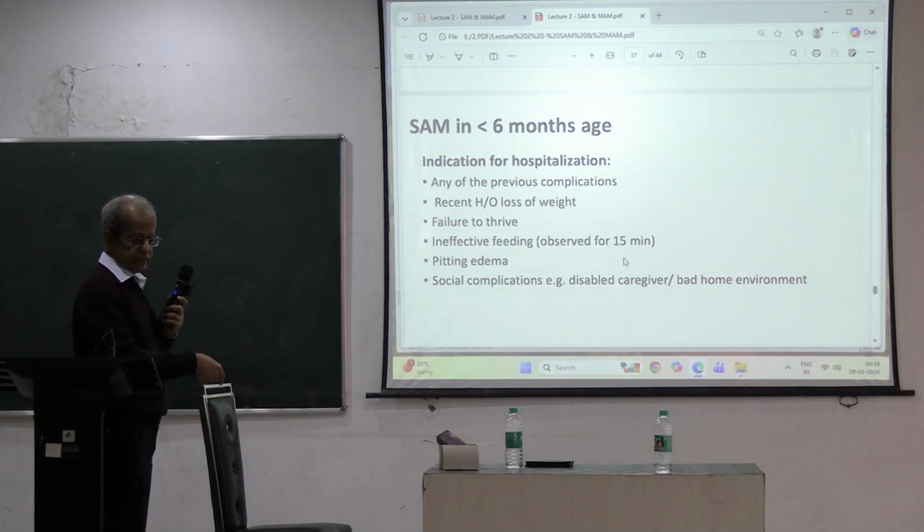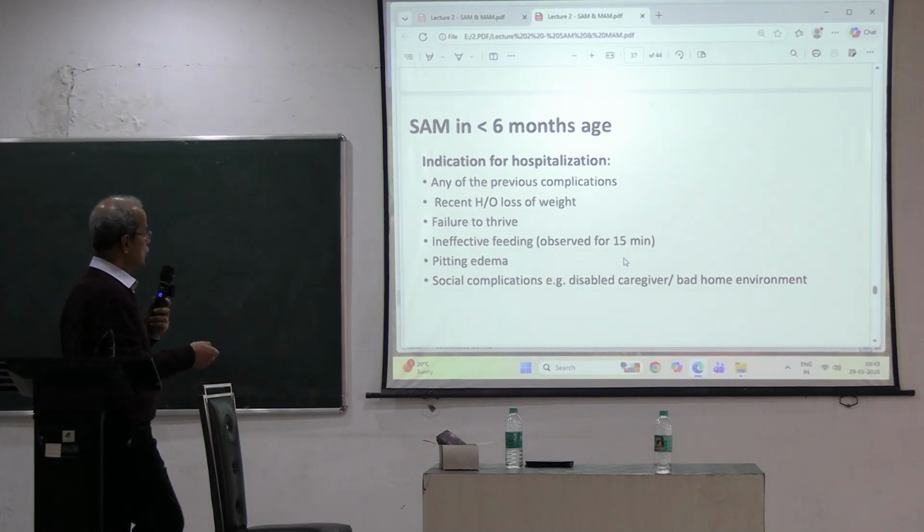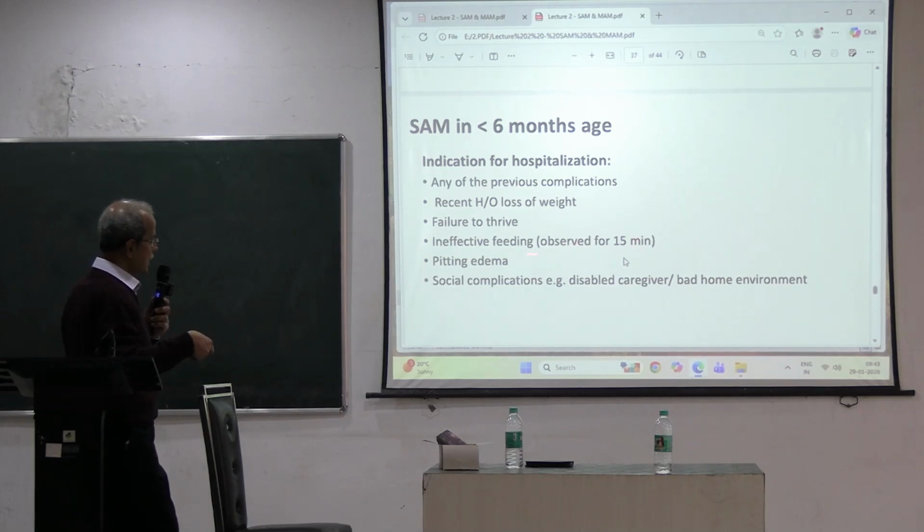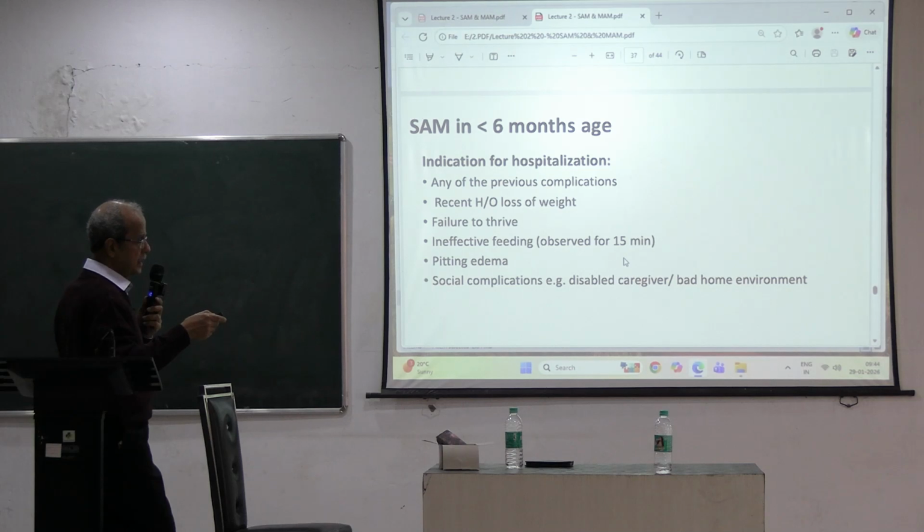Less than 6 months of age, severe acute malnutrition is even more serious. There are additional criteria for hospitalization like recent history of loss of weight, failure to thrive, ineffective feeding. That means you have to give the feed for 15 minutes, try feeding, and if the child does not take, then hospitalize. And pitting edema and social complications like disabled caregiver. The mother is not able to feed, the mother is psychologically abnormal, or some sort of bad home environment. These make criteria for hospitalization of less than 6 months of age.